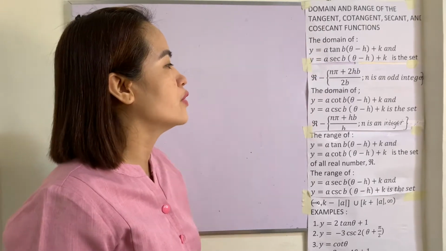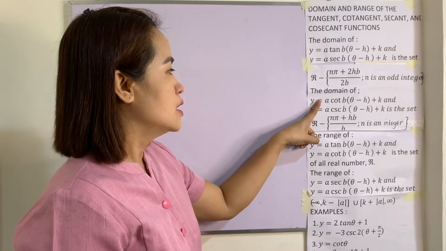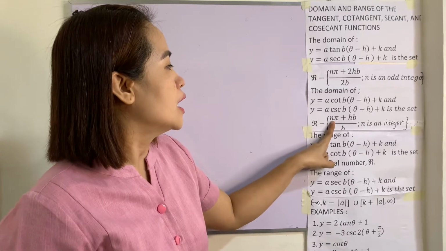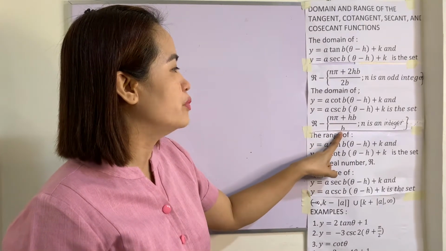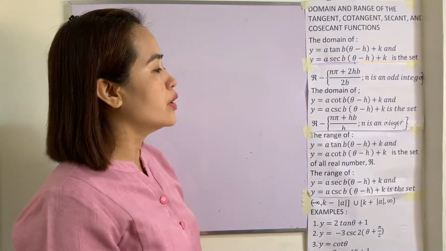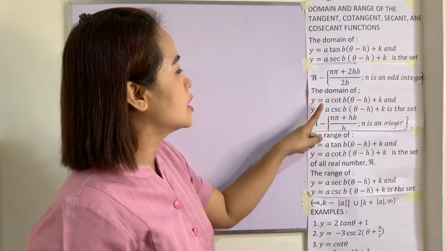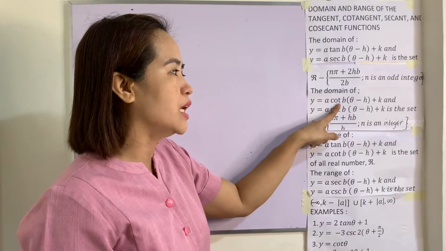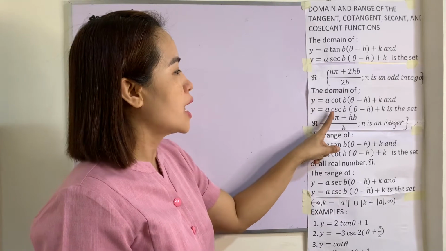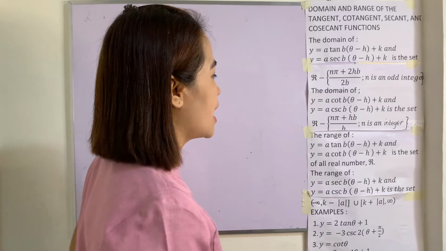Now, what about the domain of the cotangent and the cosecant? The domain of the cotangent and cosecant will be R minus (nπ + hb) over b, where n is an integer. This one is, of course, a set. Remember that we can only find this if and only if your y is already expressed as a cotangent b quantity theta minus h plus k, and y equals a cosecant b quantity theta minus h plus k.